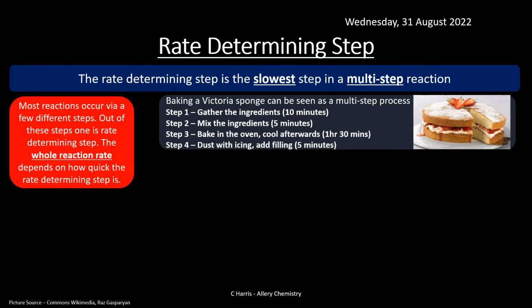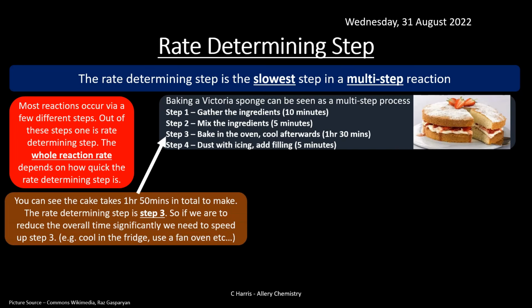Step 3 is bake in the oven and cool afterwards. So baking in the oven and cooling it as well, so leaving it on the cooling rack, is 1 hour and 30, so that takes quite a while. And then step 4 is dusting with icing, putting your filling in, about 5 minutes. Okay, so these are the steps in which we can make something from it. This is no different to a chemical reaction.